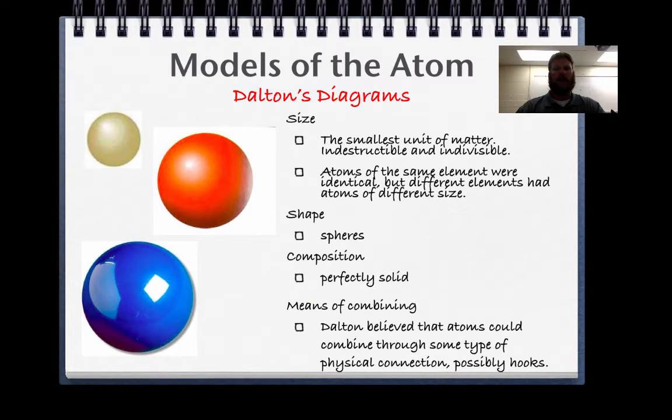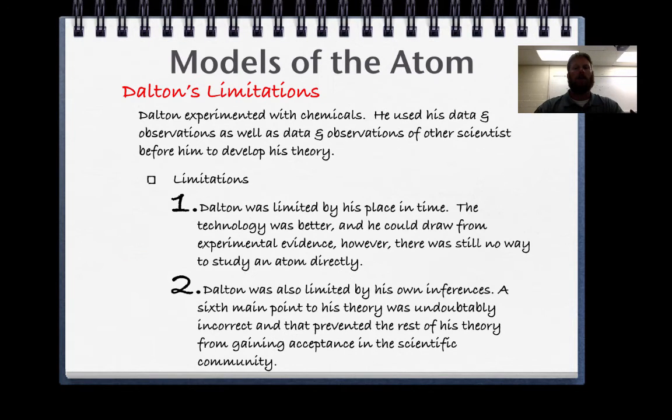Dalton believed that atoms were small, indestructible spheres which somehow had the means of physically hooking together. He believed atoms of the same element were identical, but different elements had different sizes. Dalton was limited by his place and time. For the knowledge and resources he had, he created a solid atomic theory. Another limitation came from a 6th postulate which was known to be incorrect. This postulate prevented his atomic theory from gaining credibility in the scientific community.